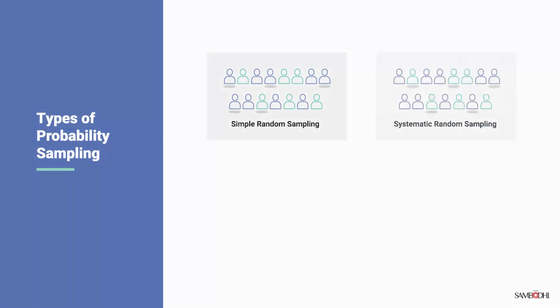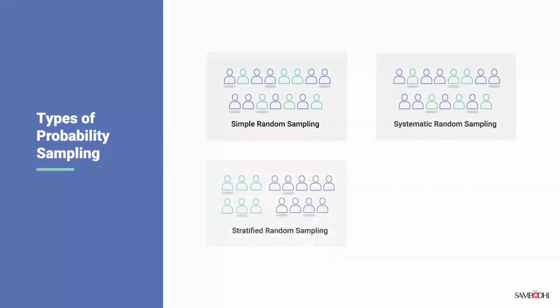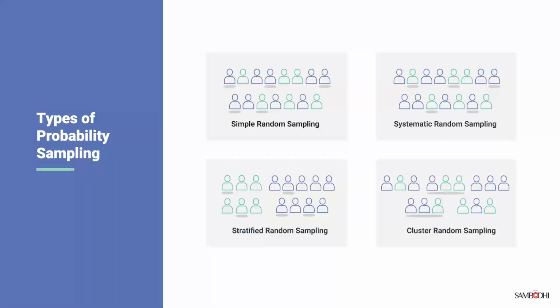Now, there are different types of probability sampling based on different requirements. Simple random sampling, systematic random sampling, stratified random sampling, and finally, cluster random sampling. Let us describe each one of these briefly. First up is simple random sampling.